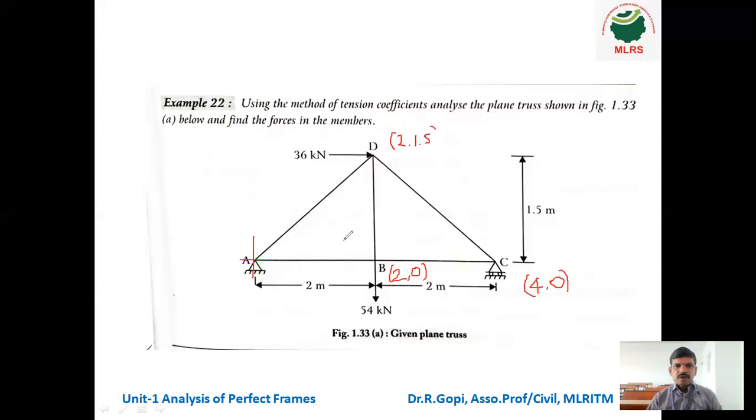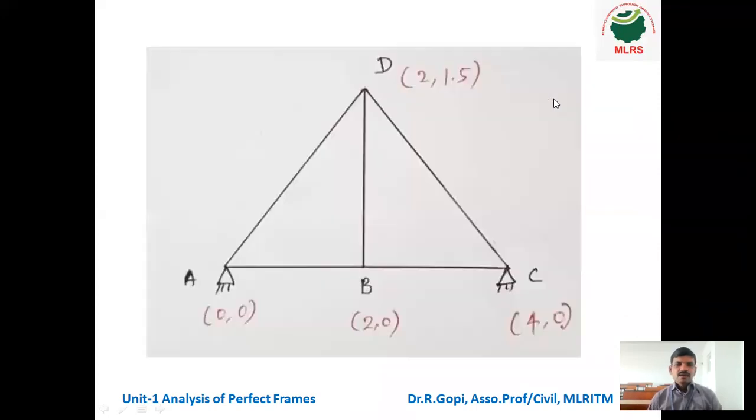So how did you get this 1.5? You can see here, the vertical distance from A to D is 1.5. Same thing I have drawn here. This joint coordinate, or nodal coordinate, diagram is very, very important. Without this, we can't solve.